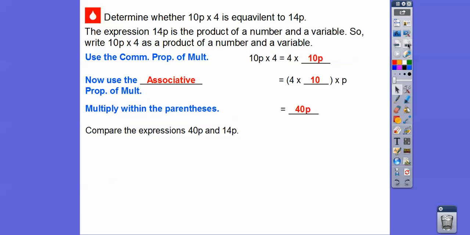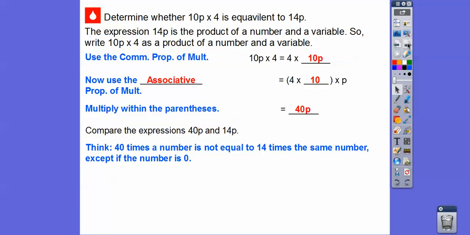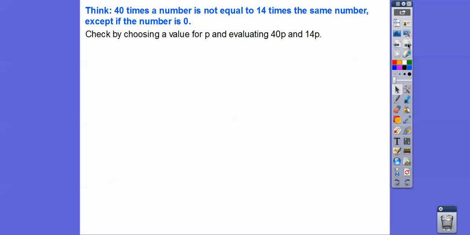All right, so compare the expressions 40p and 14p. Well, think: 40 times a number is not equal to 14 times that same number, besides 0, because anything times 0 equals 0. So let's just check. We're going to choose a value of p, then evaluate 40p and 14p. I like small numbers when we're doing this. So let's just try 2. We could try 1, we can try 3, we can try 100 if you want. Any number other than 0.